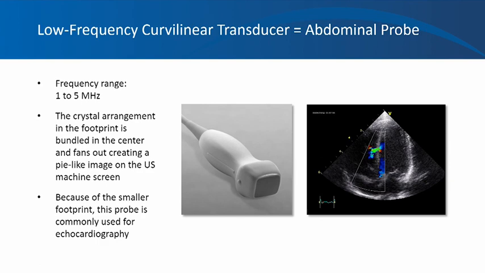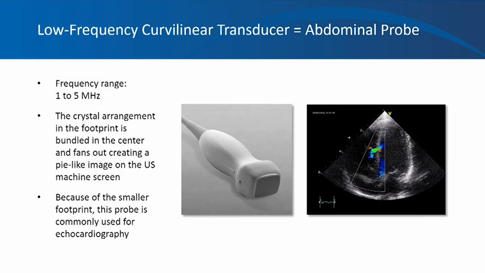This is phased array transducer, commonly known as the cardiac probe because it's used for echocardiography. This is also a low-frequency probe and it has a smaller footprint. Footprint is the surface of the probe that comes in contact with the body.